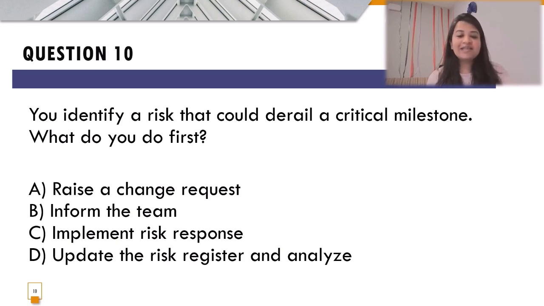Option C is implement risk response. Without analyzing the impact that this risk may have, how would you implement the response strategy? So the correct answer over here has to be update the risk register and analyze the change given the current scenario.